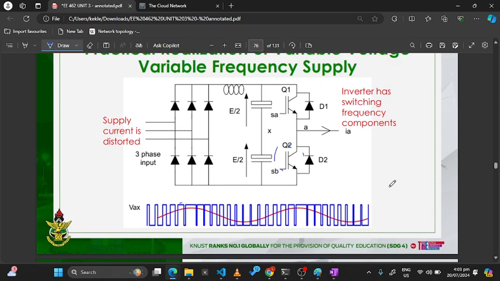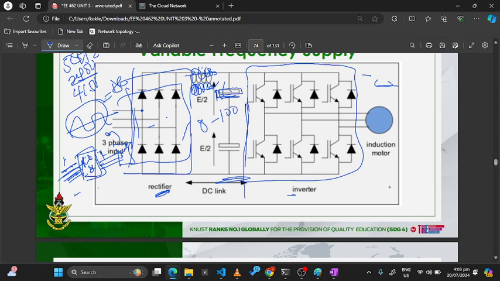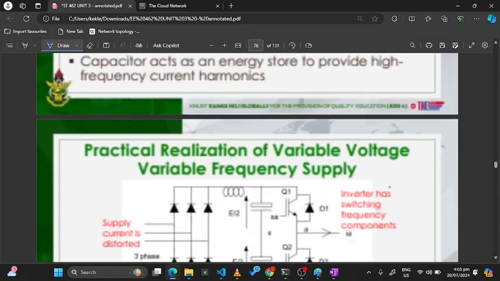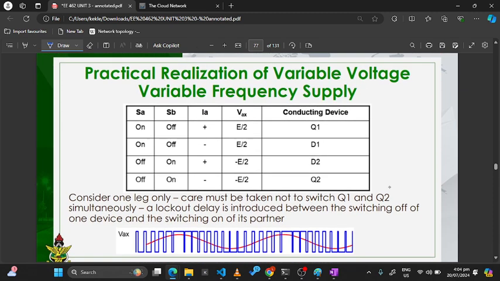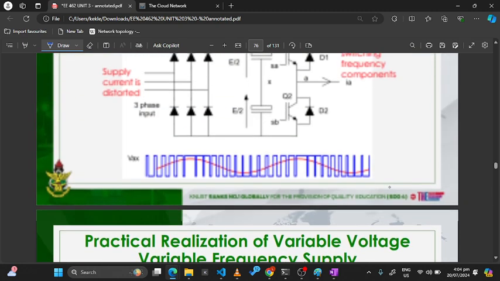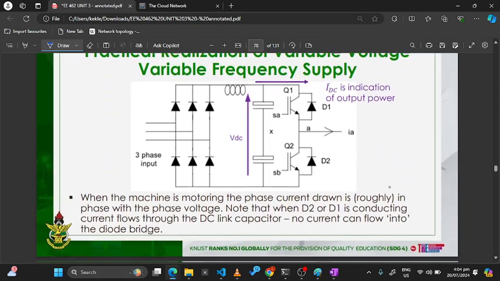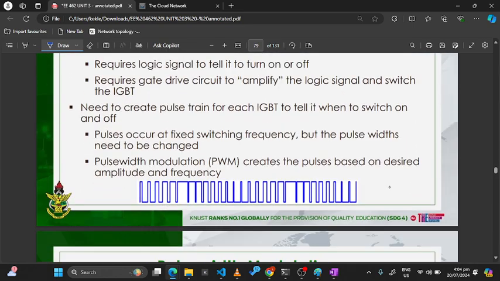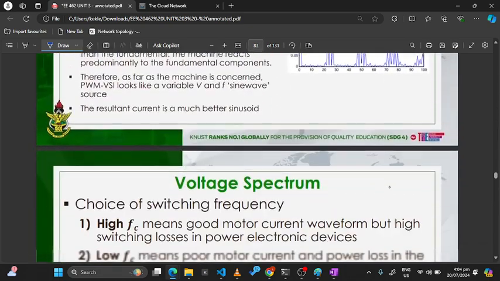So I think this one is just for one phase, right? That is just for one phase. This is for the three phase, so you have three legs. So these are the switching sequences of the switches. You've done most of this in power electronics.